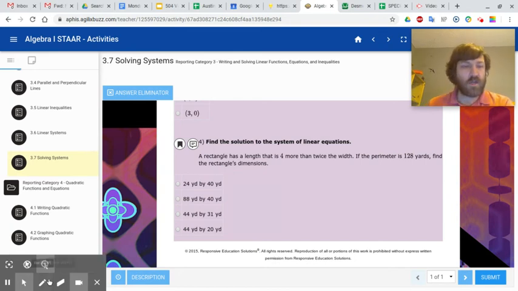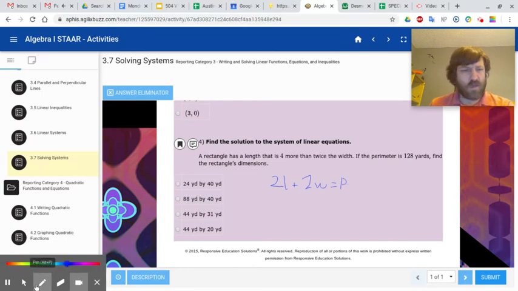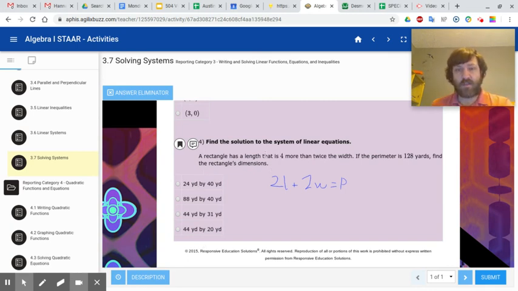So the first thing you need to know, of course, is the rectangle formula: 2L plus 2W is the perimeter. That's part of it, but really you can get part of the way there using the first part. It says the length is 4 more than twice the width. So the width is going to be the shorter one, so we can guess and check.